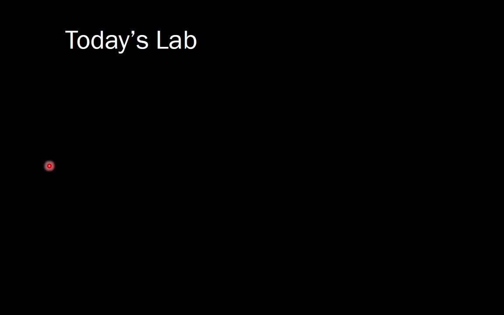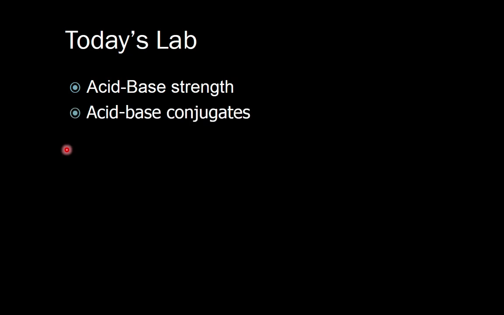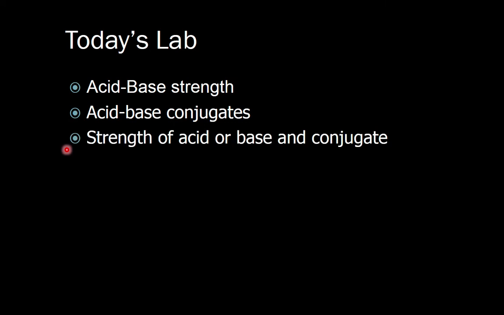All right, so that's about it. When you get into lab, you're going to be looking at a few things: how strong acids and bases are and ranking them. You're going to be looking at acids and bases and their conjugates. And then finally, you're going to be looking at the strength of an acid or base and how strong its conjugate is. Is there a relationship between how strong the acid is and how strong its conjugate base is? And then the same thing for bases.